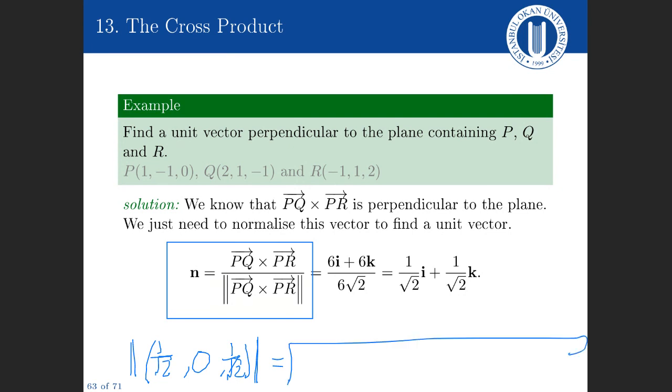It's the square root of 1 over root 2 squared, or a half, plus 0 squared plus a half. That's square root of 1, or 1. Yes, this is a unit vector.